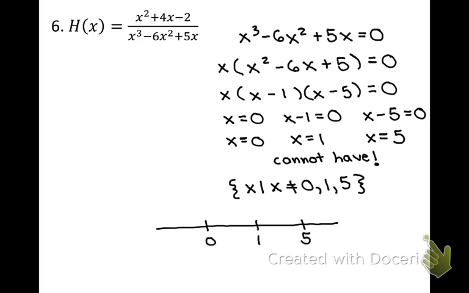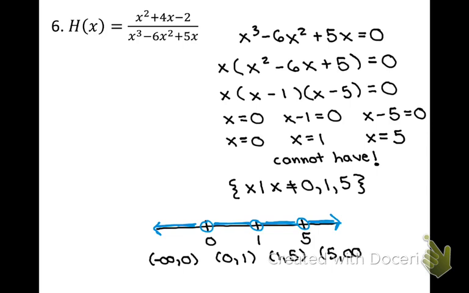Okay. Now, for our interval notation, let's sketch out that number line again with 0, 1, and 5. And remember that I cannot have those values, so we're putting open circles there. Everything else, though, is fair game. So that's going to give me -infinity to 0, 0 to 1, 1 to 5, and 5 to infinity. And each of these intervals need to be joined with the union symbol.